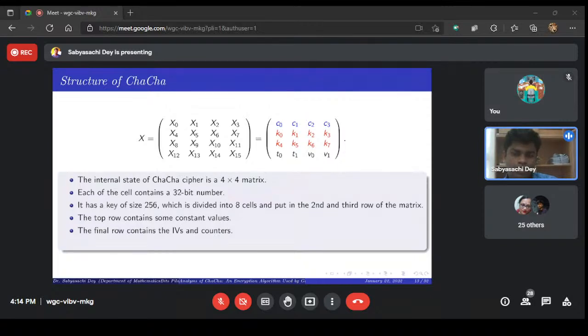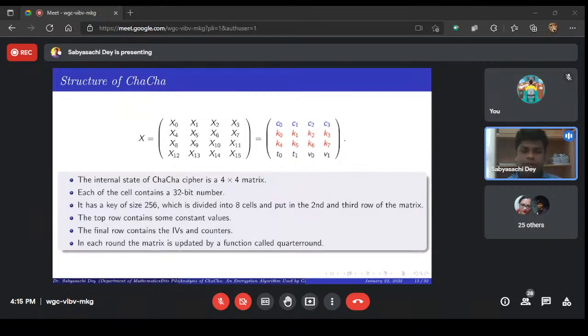The purpose of these 4 values is that even if we keep the key the same, by changing these values, we can change the output. So that using the same key, you can generate different types of outputs. Okay, that is the purpose of this IV.